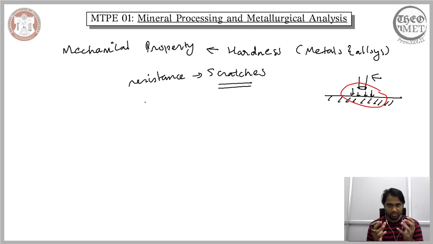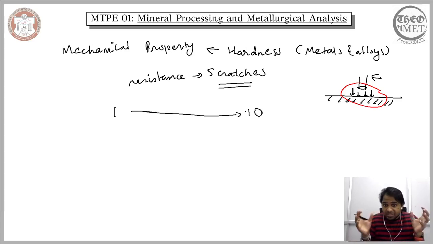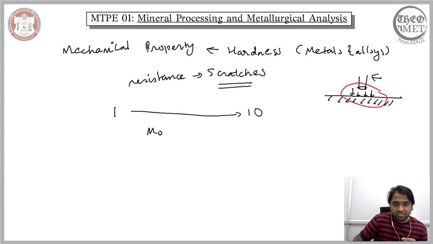In order to do that, there is a well established scale. You have a well established scale from 1 to 10, wherein 1 represents a mineral that exhibits the least resistance, and 10 refers to a mineral that exhibits the utmost resistance. So you have a scale from 1 to 10 that is often used as a reference scale. This scale is called the Mohs scale.